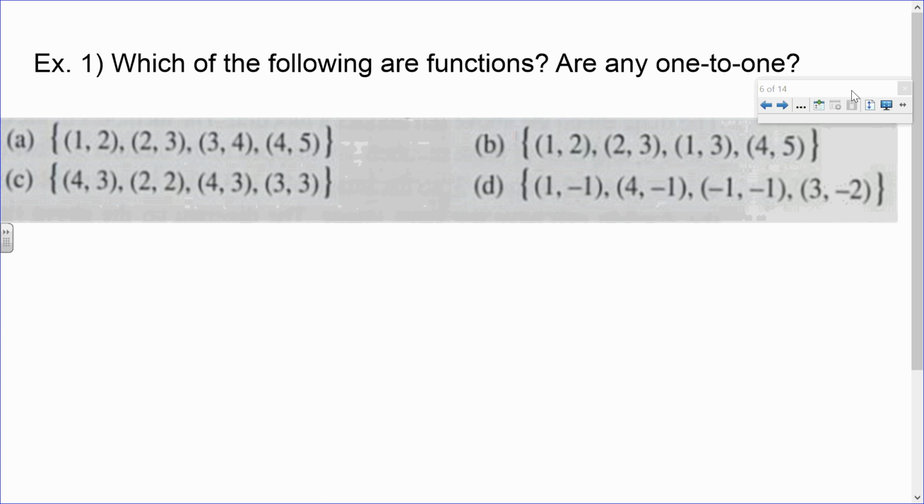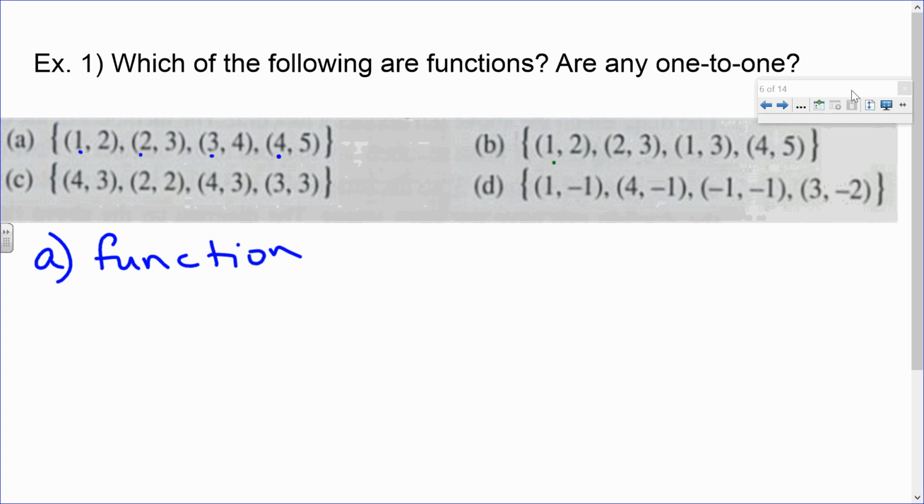So for A, it's a list of ordered pairs. So to decide if it's a function, I'm looking for, are there any x's that repeat? Do any of those x's repeat? So yes, thumbs up, no, thumbs down. Is it a function? So you are correct. That one is a function. We'll worry about one-to-one in a few minutes.